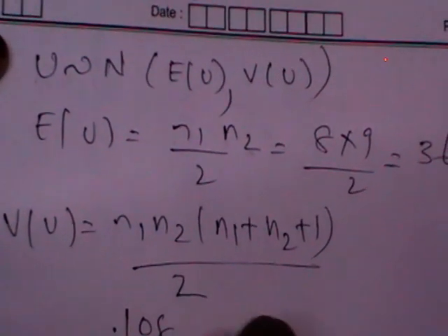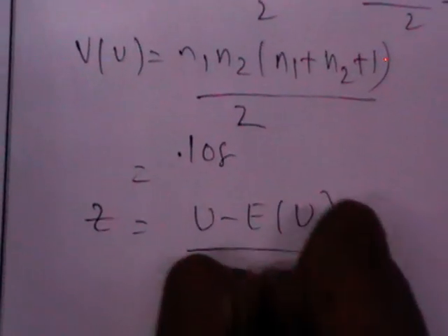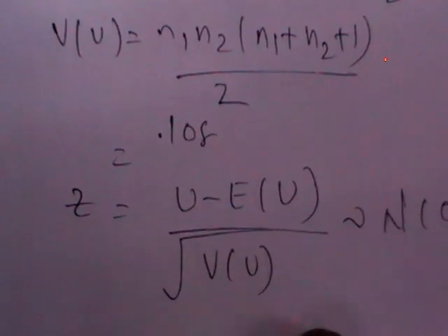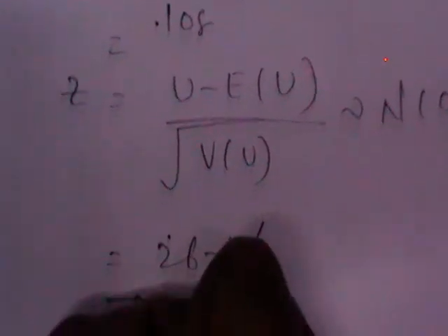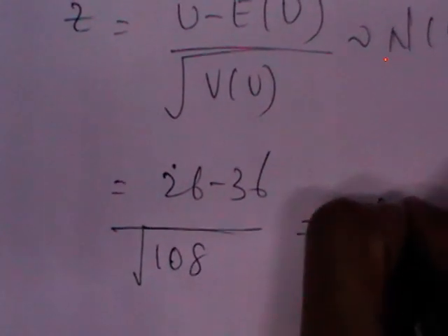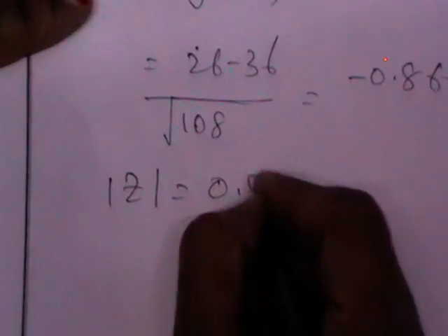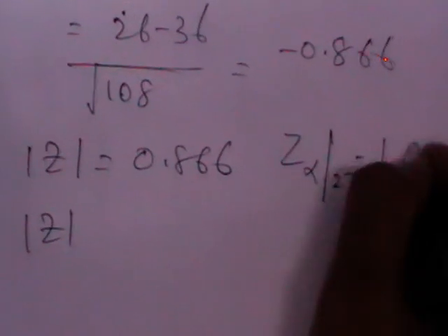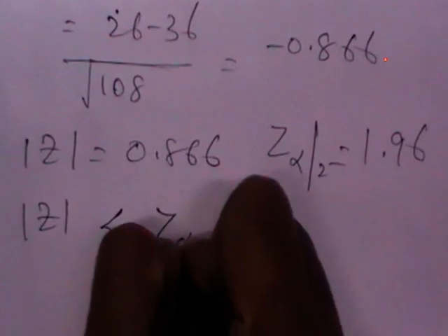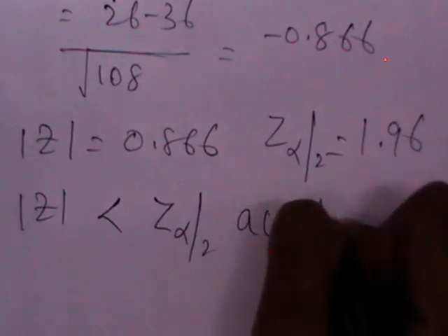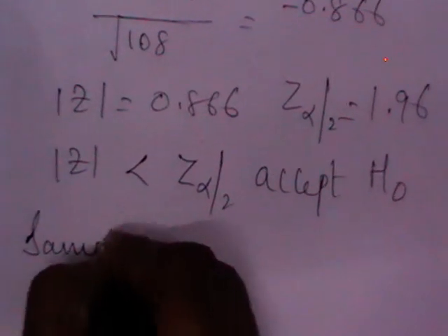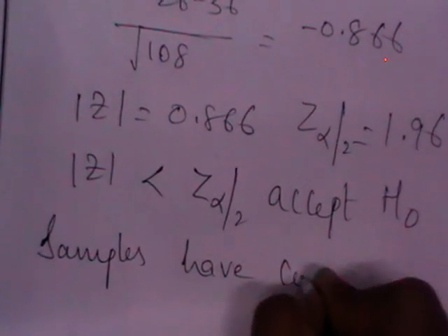Now you go to Z. What is the formula for Z? U minus expectation of U by root over variance of U follows N(0,1). U is nothing but 26 here, minus 36, by root over 108. This value is minus 0.866. So mod Z is nothing but 0.866. To compare, you should take Z alpha by 2. Z alpha by 2 is 1.96. Clearly, mod Z is less than Z alpha by 2. Whenever mod Z is less than Z alpha by 2, we accept H0. We conclude that the two samples have come from the same population.